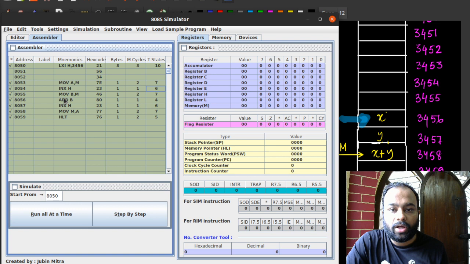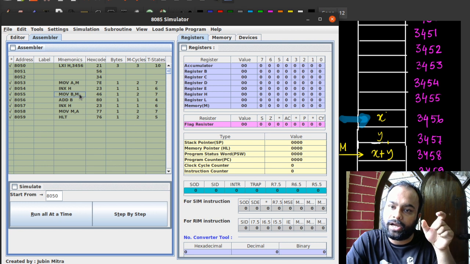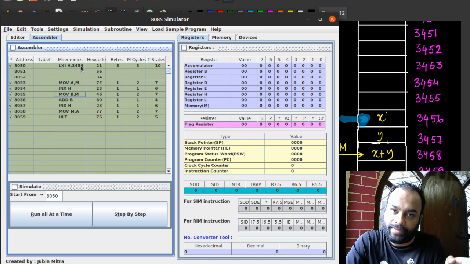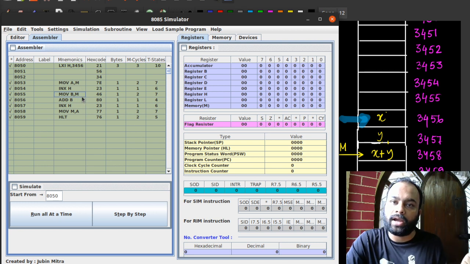Right. Similarly, I incremented H, so now the HL pointer would be pointing to the next memory address, and then from the next memory address, data is again copied through MOV B, M. So M is again pointing to the next memory address, the content stored in memory location 3457, and that data is moved to register B. So let's see that in action.